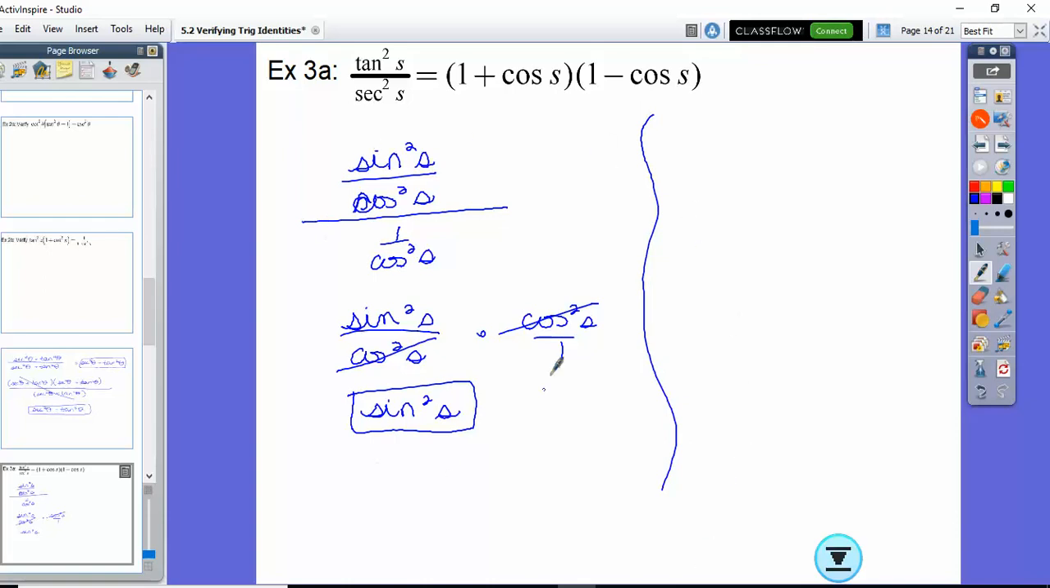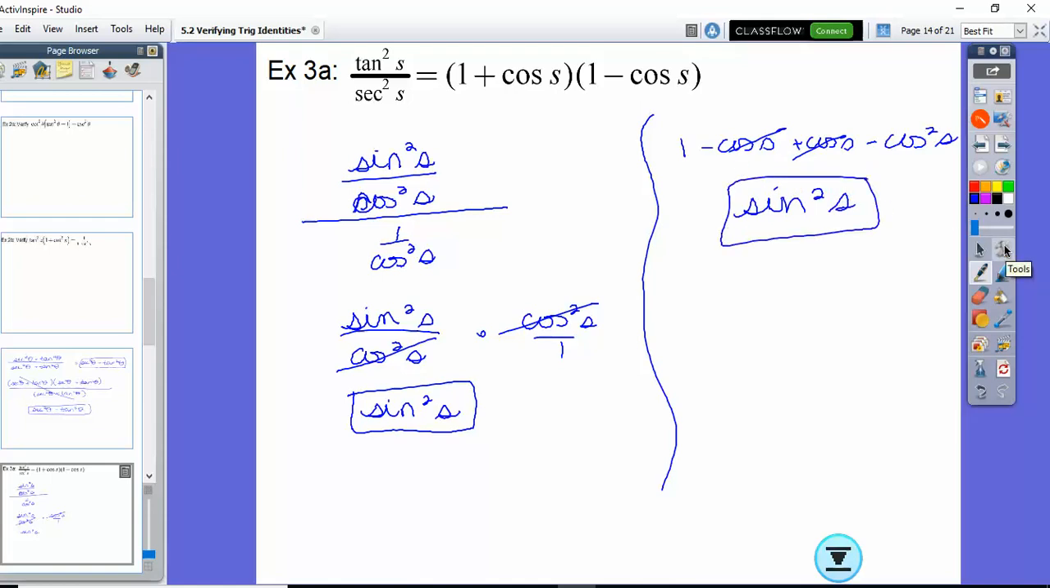Make sure your work is easy for me to follow so I can clearly see this is where I'm working the left side, I'm going to work the right side over here. And now I switched my box to a sine squared, I'm going to try to get a sine squared on this side. What could I do with these two parentheses? FOIL. So we get 1 minus cosine s plus cosine s minus cosine squared. The cosines drop. I have 1 minus cosine squared. What is that? And so I got it.